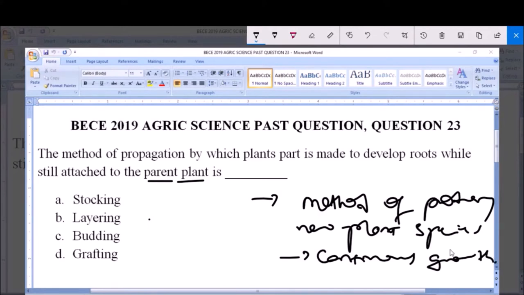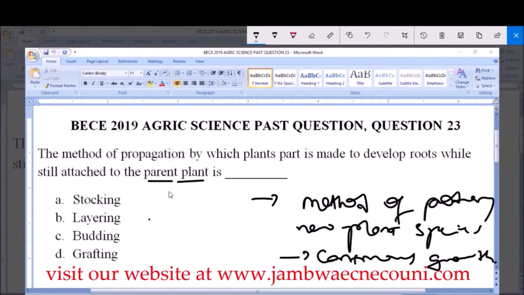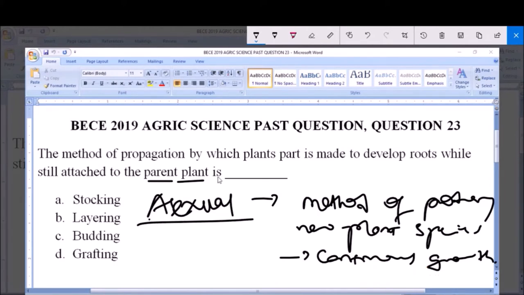Now we have various methods of propagation, that is, various methods by which these plants can be propagated. Plants can be propagated sexually and asexually, but the method we are discussing here is the asexual method of propagation, which does not require the transfer of sex cells. So now we are given A, stalking. Stalking here is not a method of propagation at all. Stalking is not a method of propagation in agriculture.